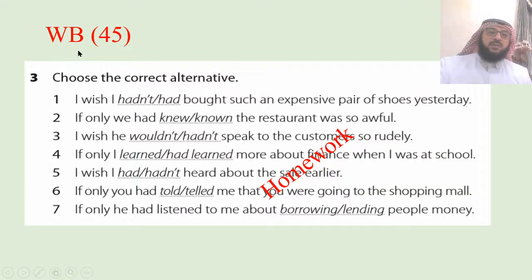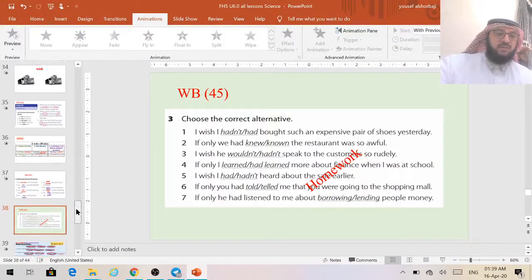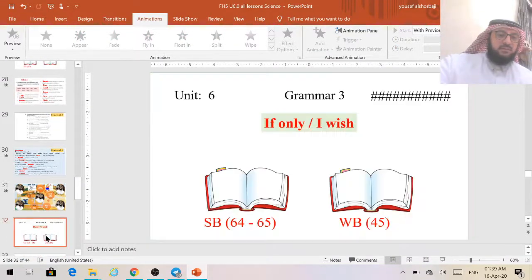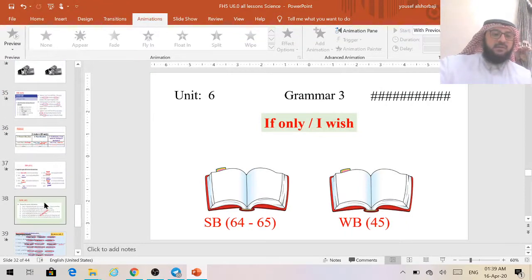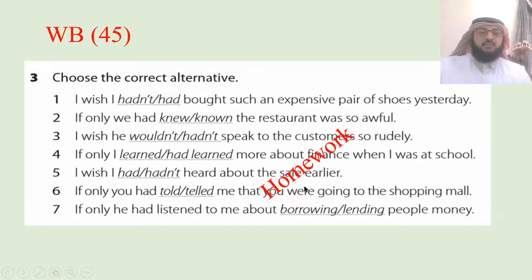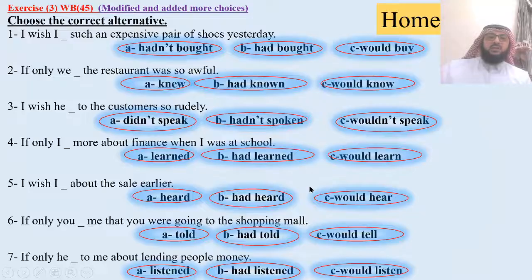This is the homework, page number 45. Not sure, did we say 45 here? Yes, it's 45. Okay. Now, طبعا غيرناها شوية التمرين عشان يكون في خيارات أكثر، عشان نناقش أكثر ونستوعب أكثر. I wish I such an expensive pair of shoes yesterday. هالحذاء الغالي اللي أمس اشتريته. لاحظ قال لك yesterday. Hadn't bought, had bought, would buy.